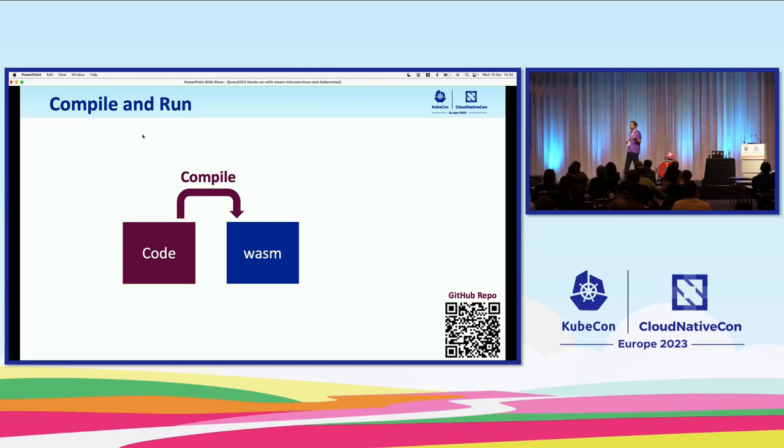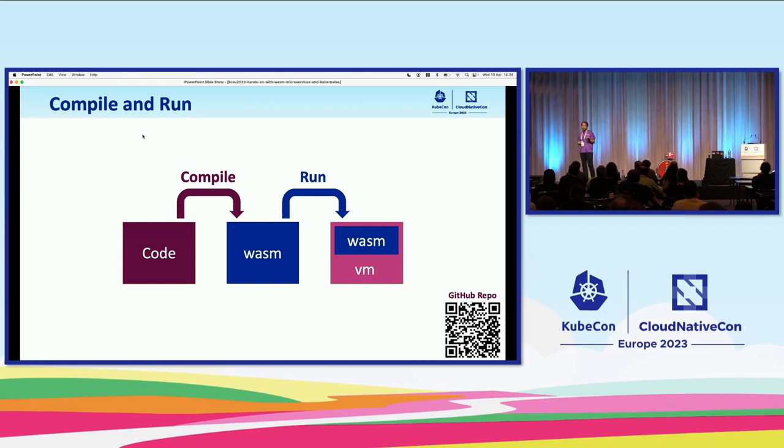Now, in order for you to run the Wasm file, you need a runtime or a virtual machine. So when you run that, your Wasm binary is going to be run by that virtual machine. And there are various ways you can do this. There are various options for runtimes and virtual machines. And there's also options of whether the WebAssembly is going to run inside of a browser, or if the WebAssembly is going to run outside of the browser.